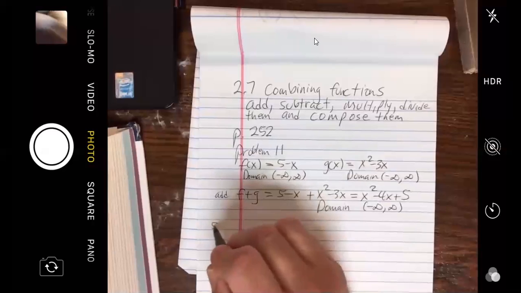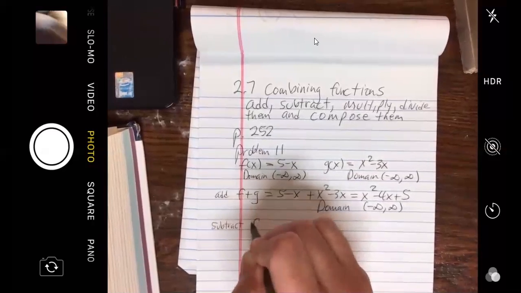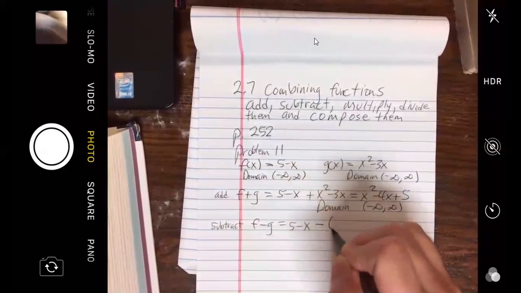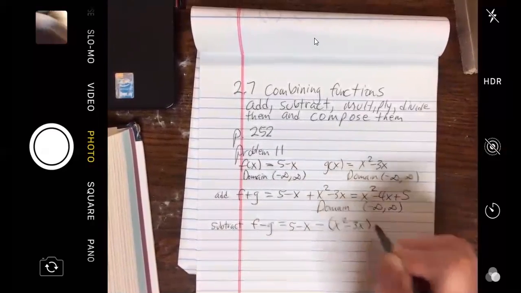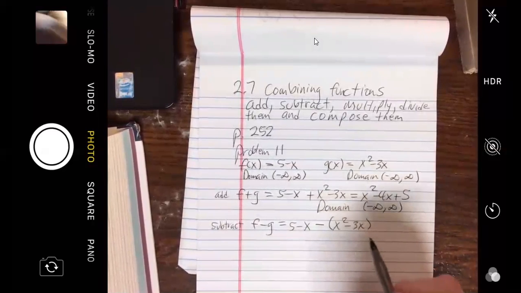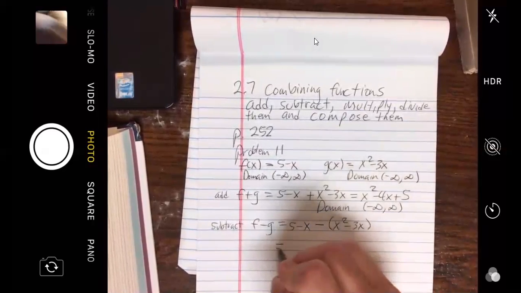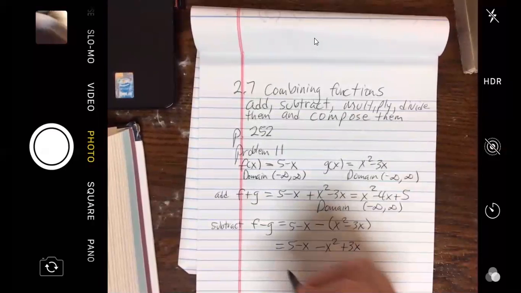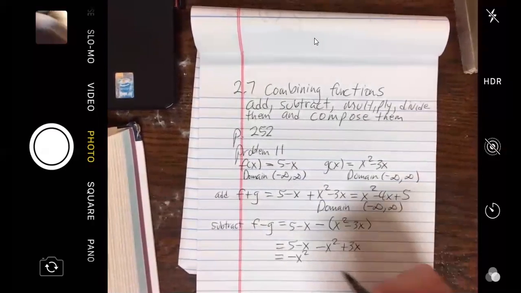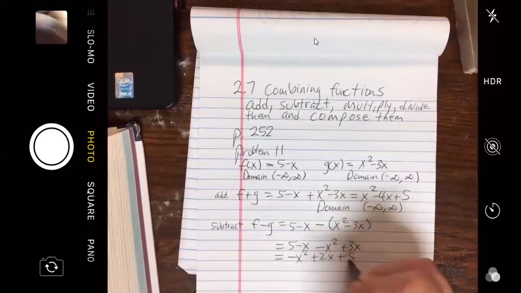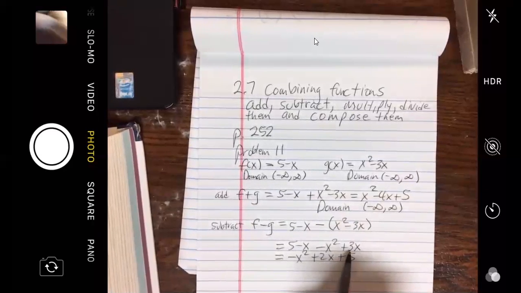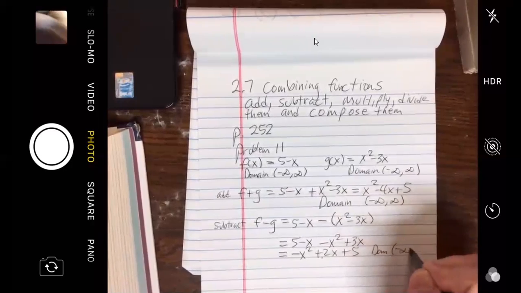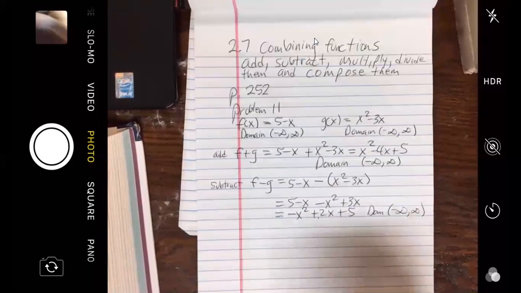I want you to subtract. f minus g would take 5 minus x and subtract. And this is what you got to watch. Minus sign here, if you got multiple pieces, is going to distribute. And so we'll get 5 minus x squared, add 3x, which will turn into negative x squared and plus 2x and plus 5. Negative x, add 3x is a positive 2x with a plus 5. Domain, once again, no problems. Negative infinity to infinity.